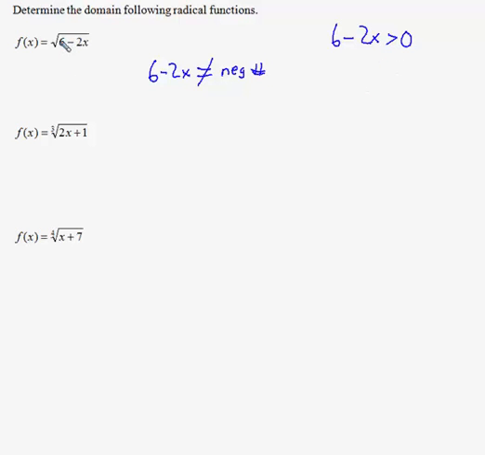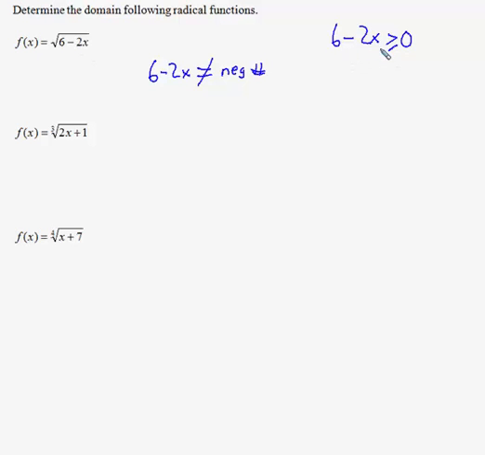If 6 minus 2x came out to be 0, you'd be left with the square root of 0, and that is mathematically defined to be 0. So that works. You get a valid output for that particular input, so it would be in our domain. So basically, we should also put a line here to say that your radicand, the thing under the radical, can be positive or it can be 0 and things will work out.